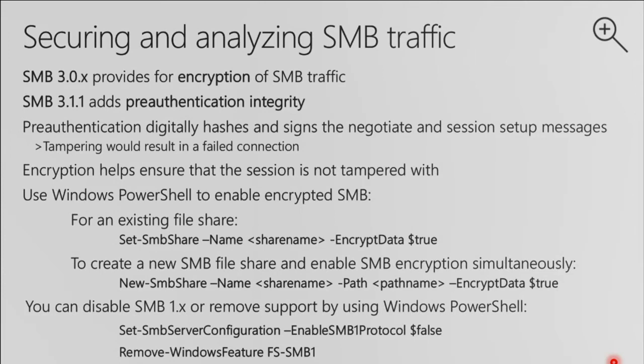SMB traffic. SMB 3.1.1 is adding, we previously had 3.0, providing encryption for SMB traffic. Now we have 3.1.1, adding pre-authentication integrity. We're typically handling all configuration of SMB using Windows PowerShell. So be familiar with this, how to set up encryption, how to create shares, and so on.